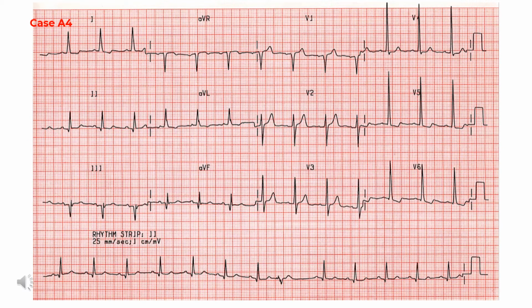Case 4. ECG. There are pathological Q waves in leads 2, 3 and AVF. This indicates previous inferior infarction. The height of the R waves in leads V4 and V5 is greater than 27 mm and the sum of the R wave in V5 and the depth of the S wave in lead V6 exceeds 35 mm.